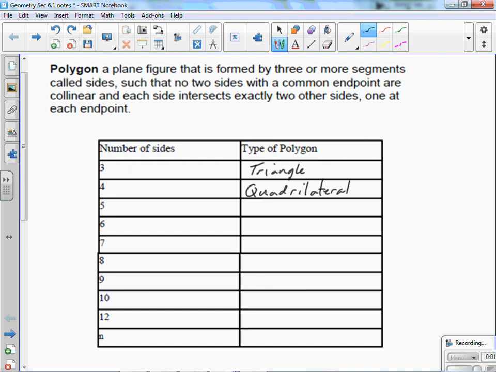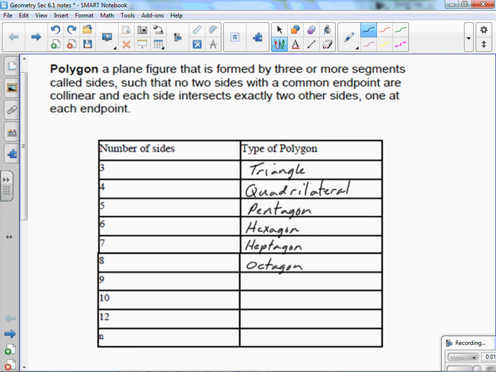How about 5 sides? Hexagon. 6 would be a hexagon. Correct. 7. Heptagon. 8. Octagon. 9.